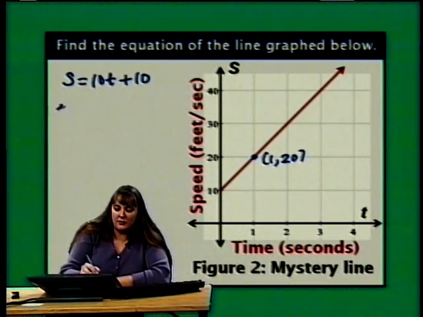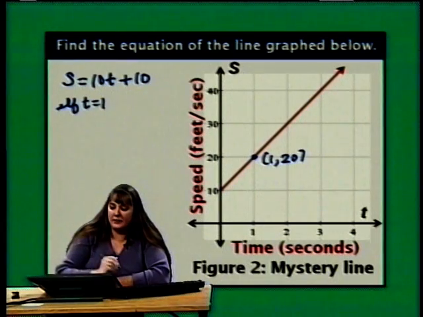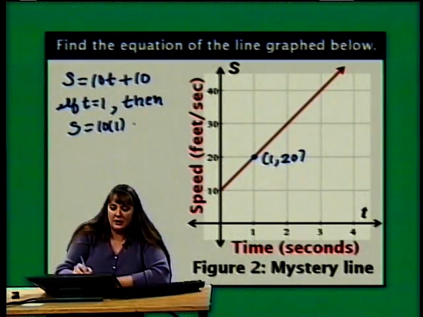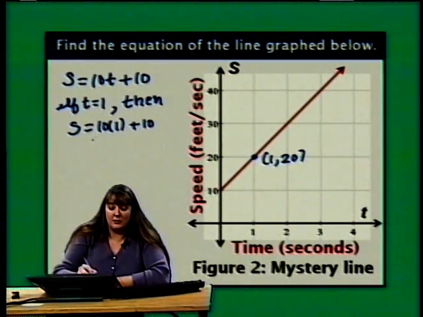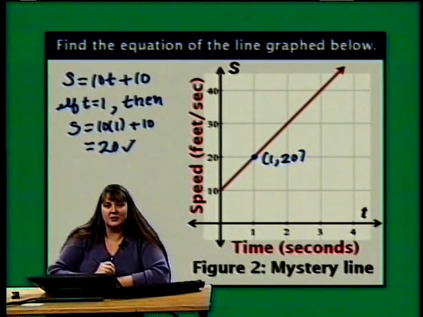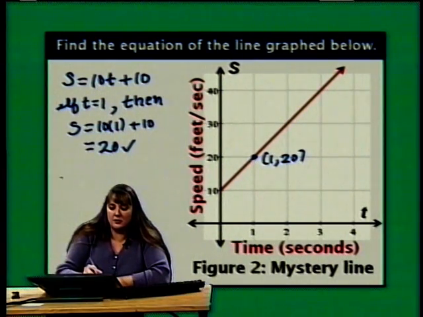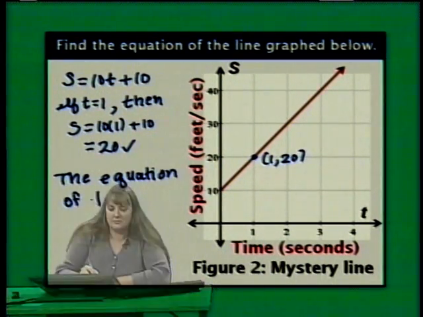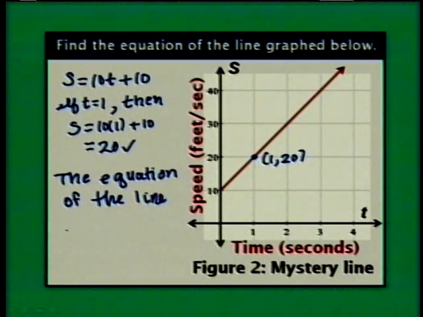So for my check, if t equals 1, s better equal 20. Well, if t equals 1, then s is 10 times 1 plus 10. That's 10 plus 10, which is 20. So this does indeed check as I expected it would. So I'm going to go ahead and write my conclusion. The equation of the line is s equals 10t plus 10.